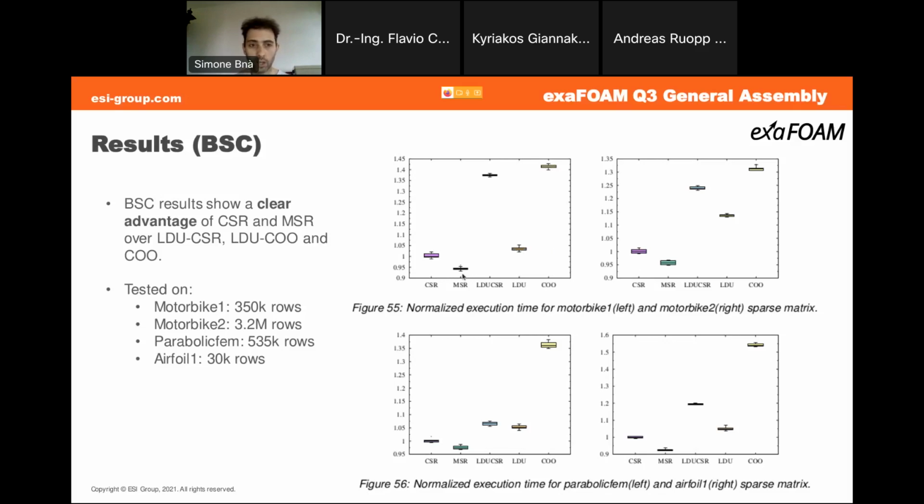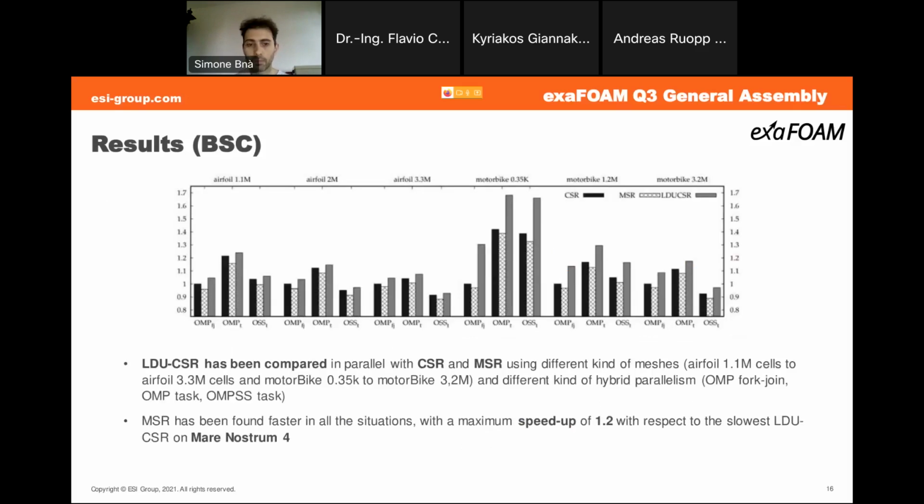These are the results they found with using BSC. Starting from these results, they introduce in the sparse matrix vector kernel a parallelization using the OpenMP library, using two kinds of shared memory algorithm. One is the classical fork join, and the other one is using the OMP SSS task version developed in BSC.